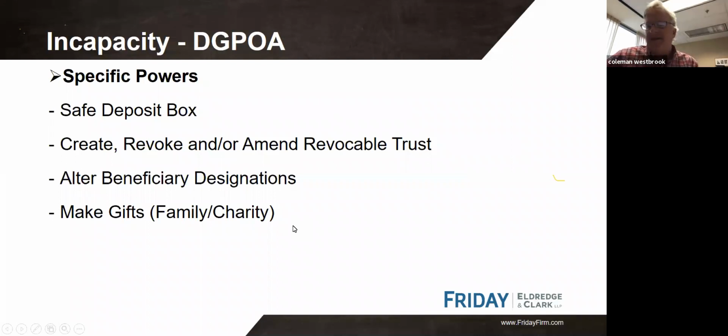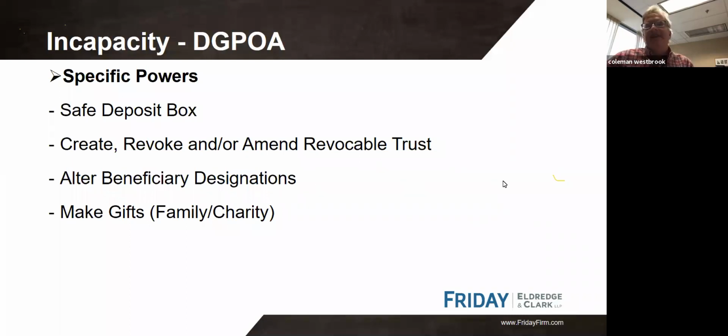More aggressive powers, which most people don't want to give their power of attorney, is the ability to alter beneficiary designations. That would be changing who gets your retirement account, changing who gets your life insurance. You probably need to have a ton of confidence in who you're naming as your agent to give them this power. If you're nervous about it, I would not give them the power to change a beneficiary designation. But these things would specifically need to be added.